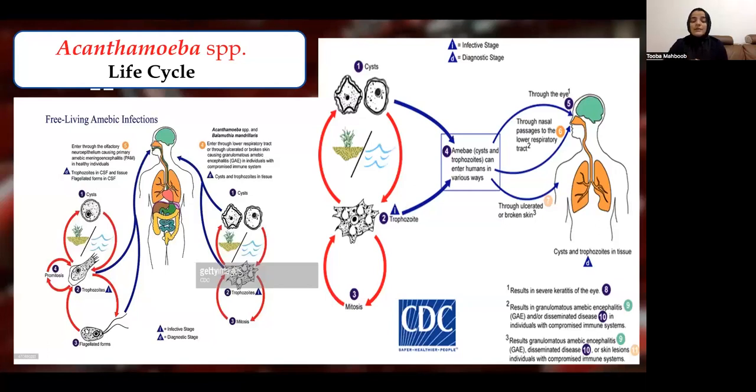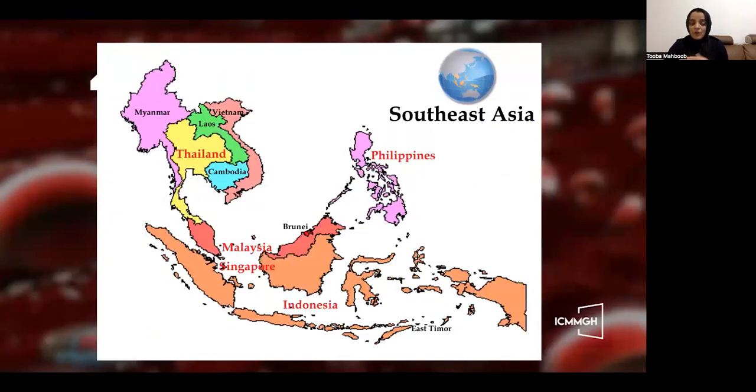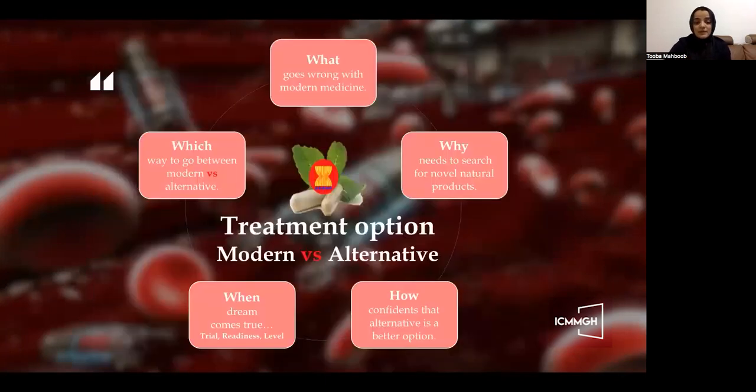The transmission of Acanthamoeba into human beings can be through various ways. It can enter the human body through the eyes, even through the nose, and then it can pass to the lower respiratory tract. It can even enter the human body through broken or ulcerated skin. Inside the human body, it can transform itself into a cyst or a trophozoite state according to the condition. If you look at the epidemiology of Acanthamoeba, particularly in Southeast Asian countries, cases have been reported from Thailand, Malaysia, Singapore, Indonesia, as well as the Philippines.